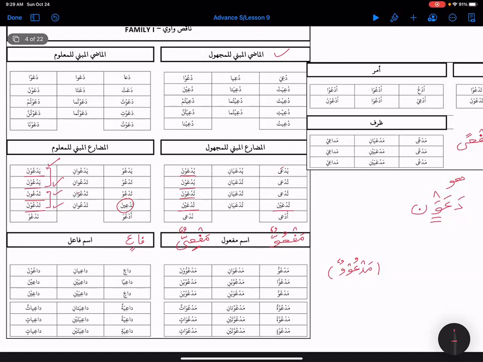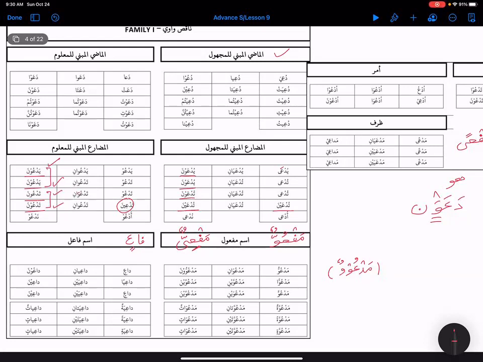Madi majhul. Duya, duyat, duyata, duyina, duyata, duyat, du'ita, duyita, duyituma, duyitum, duyiti, duyituma, duyitunna, duyitu, duyina. Good. So what's going on over here?